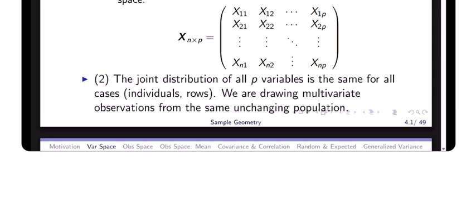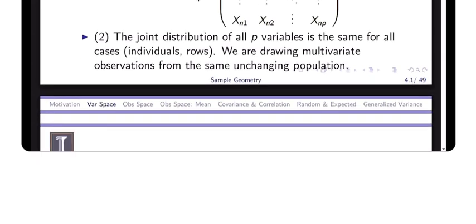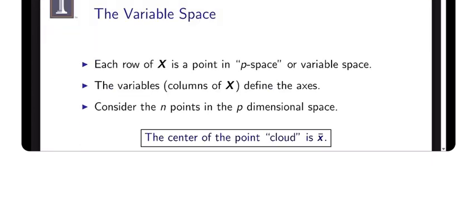Now let's talk about assumption number two. Assumption number two is that the joint distribution of the p variables is the same for all observations. We want the distribution to be identical. I don't know whether you've heard about identically and independently distributed random variables. So the joint distribution of the p variables has to be the same for all cases. Those are the assumptions.